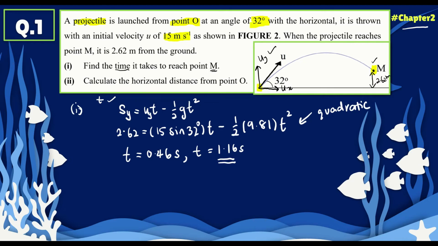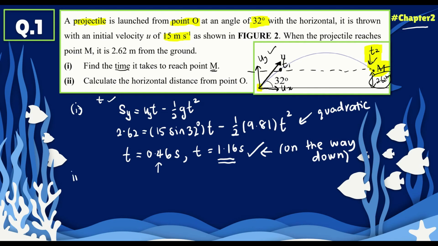So why not 0.46? Because 0.46 is the time taken when it is on the way up. So this is the time taken you have for the height of 2.62. So basically this is your T1, and this is your T2. So we want to get our T2, not T1, at the height of 2.62 at point M. So that's why we choose 1.16 as the answer, because it is the time on the way down.